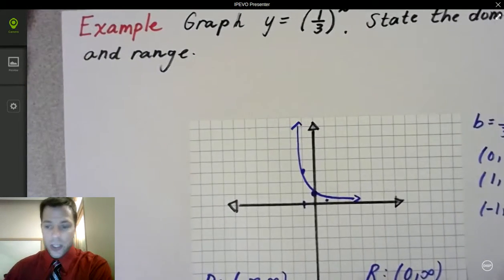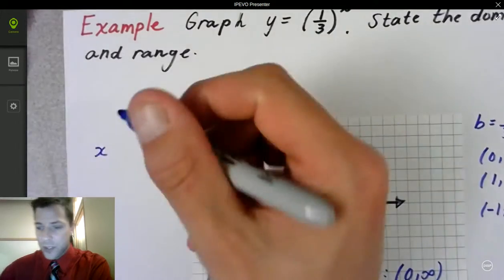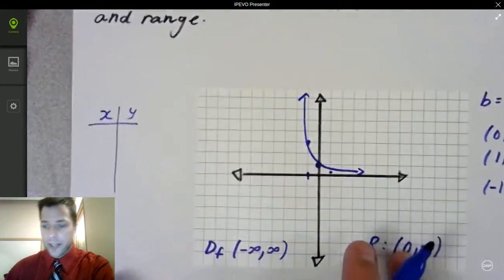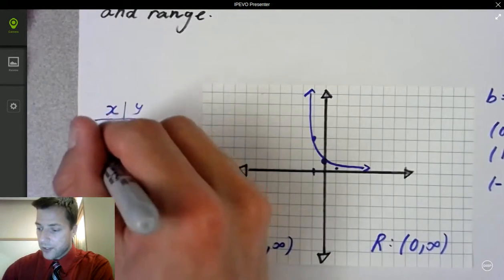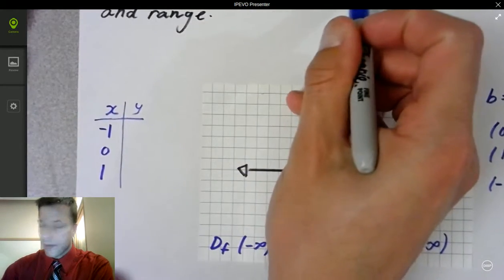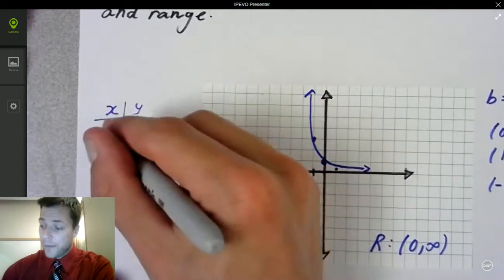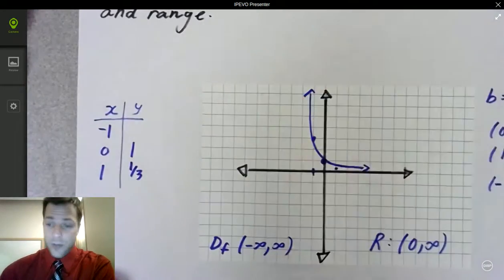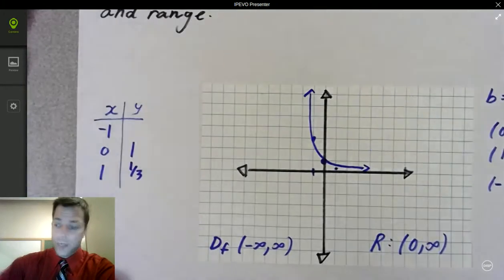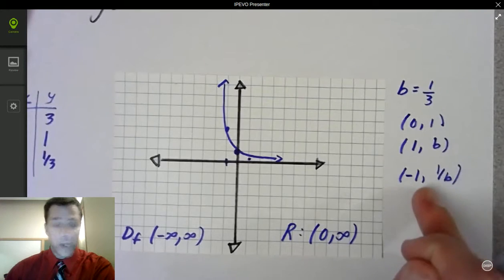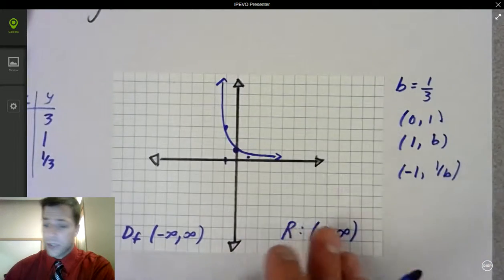And again, you can also use a table of values. Always, no matter what you graph in pre-cal here, we can use a table of values. You could have used -1, 0, 1. 1/3 to the 1 is 1/3. Anything to the 0 power is 1. And then 1/3 to the -1, the properties say flip it. So this would be 3. So you can use a table of values. You can try to remember the key point idea. It's up to you, but here's the graph of that function.